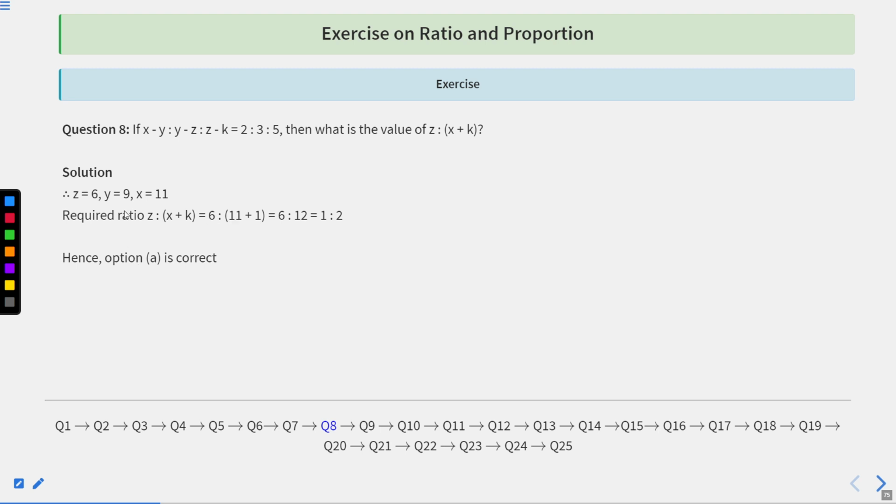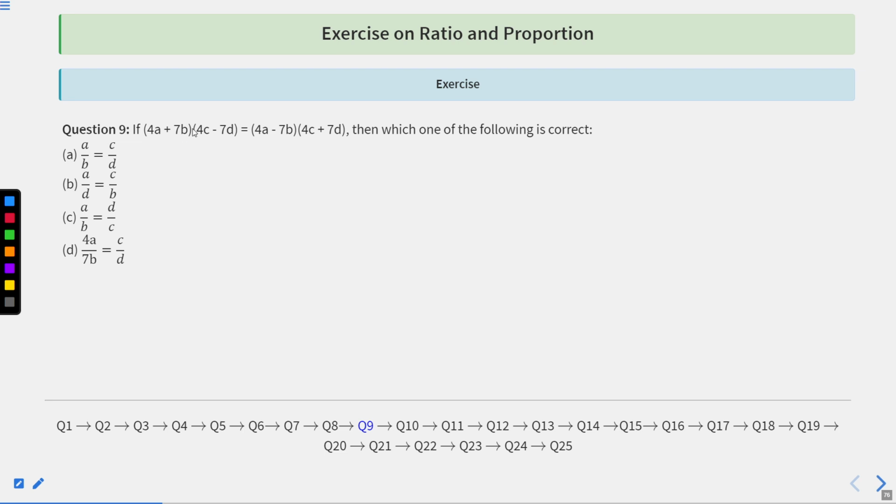When you do that, you will have z equal to 6, y equal to 9, and x equal to 11. So the required ratio z is to x plus k is going to be 6 is to 11 plus 1. That is 1 is to 2. So the correct option here will be option A.